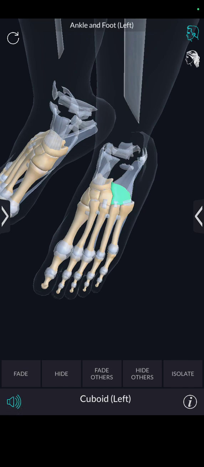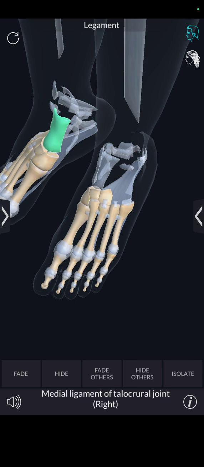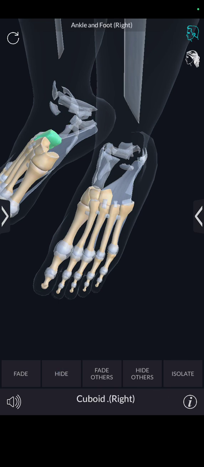In the human body, the cuboid bone is one of the 7 tarsal bones of the foot. The cuboid bone is the most lateral of the bones in the distal row. The navicular bone in humans is one of the tarsal bones, found in the foot.